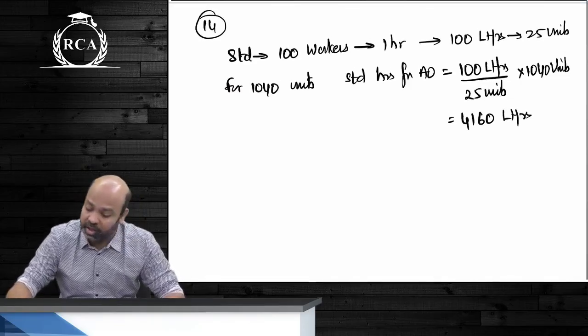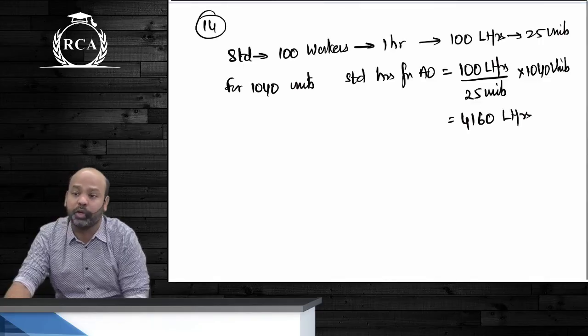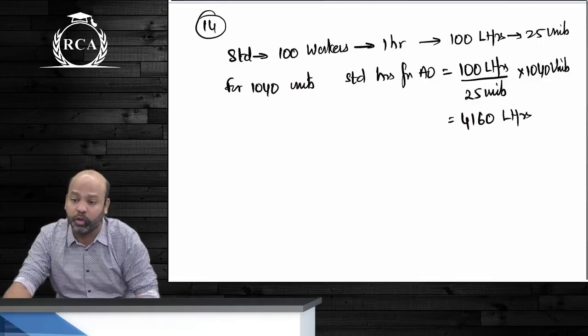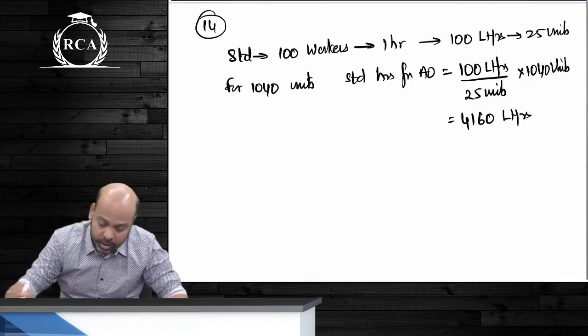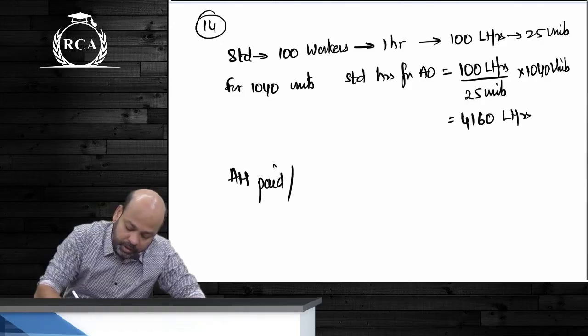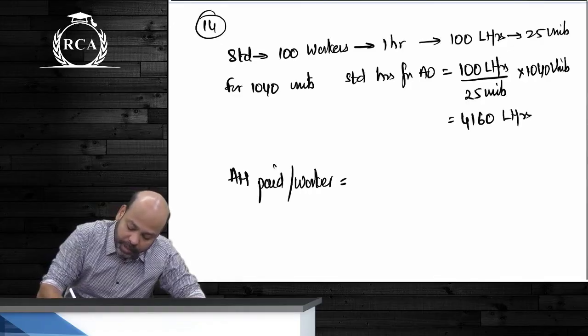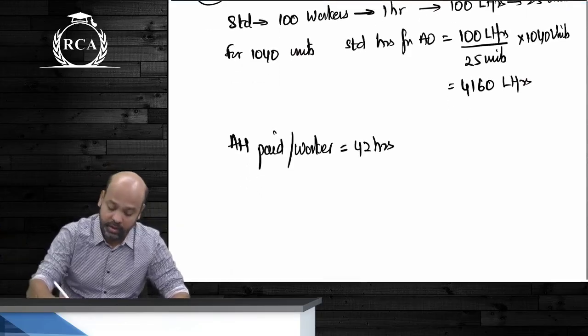This is standard hours for actual output. Remember, standard hours are always and always to be computed on the basis of actual output only. It will not be given directly in the question. You will have to compute it. Next. Actual hours paid per worker would be how much? 42 hours per worker. I'm writing it, beta, one second.